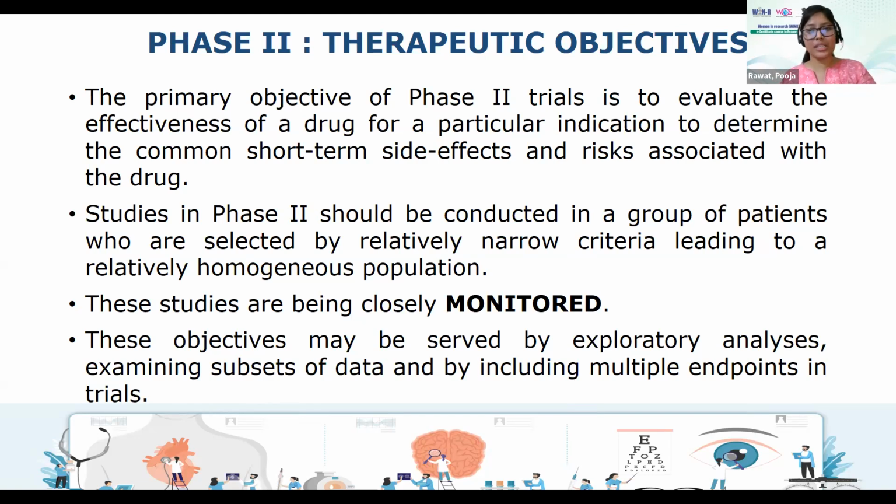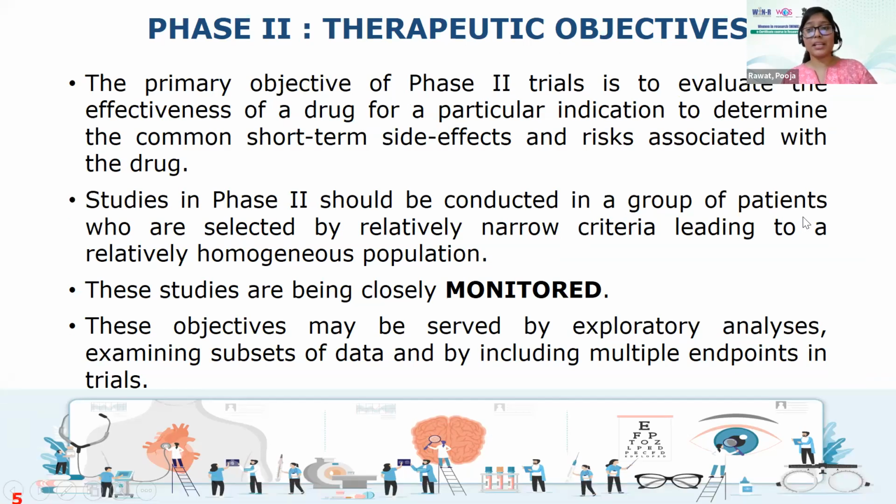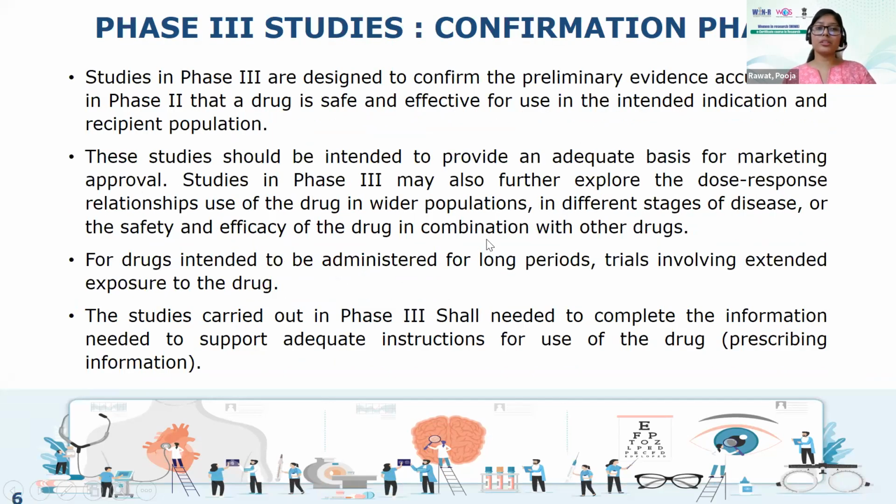However, in this phase too the dose regimen is there, but what we can do is keep it as low as possible. The doses in phase 2 are usually lesser than the highest dose used in phase 1. The additional objective of this phase is to evaluate other potential study endpoints, the therapeutic regimen, and the targeted population for further studies. These objectives may be served by exploratory analysis, as I said, and by examining subset data, including multiple endpoints in this trial.